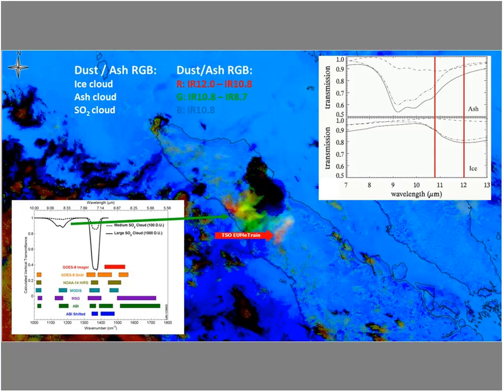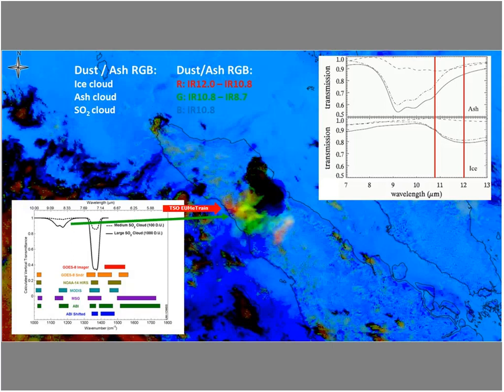Why is it red? It has a high red contribution in this RGB, and the reason is almost the same as for the dust. In the dust RGB, we have this brightness temperature difference, which is high because the transmission of radiation is high at the 12.0 micrometer channel and low at the 10.8 micrometer channel. So this difference is high, and so the ash cloud is represented by this reddish color.